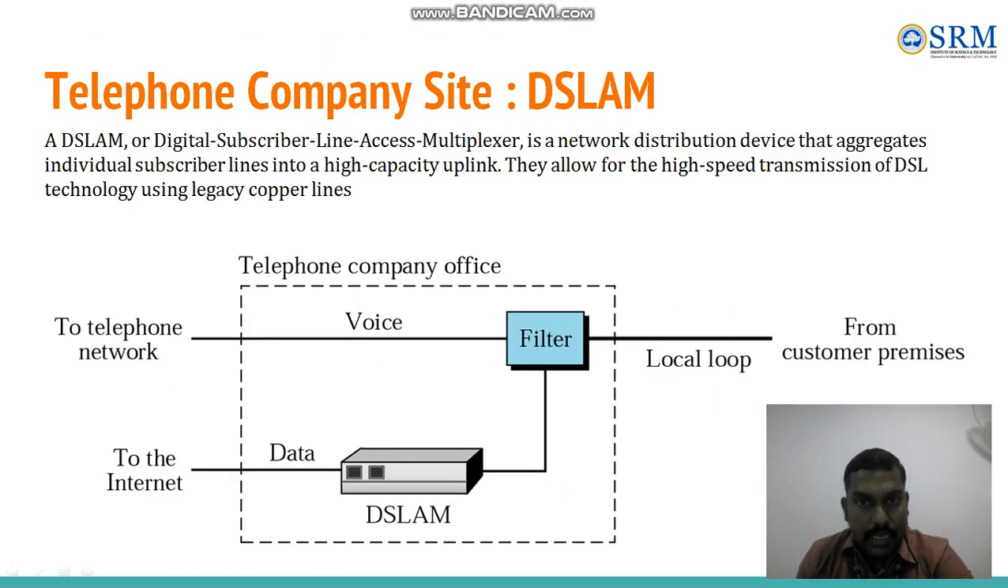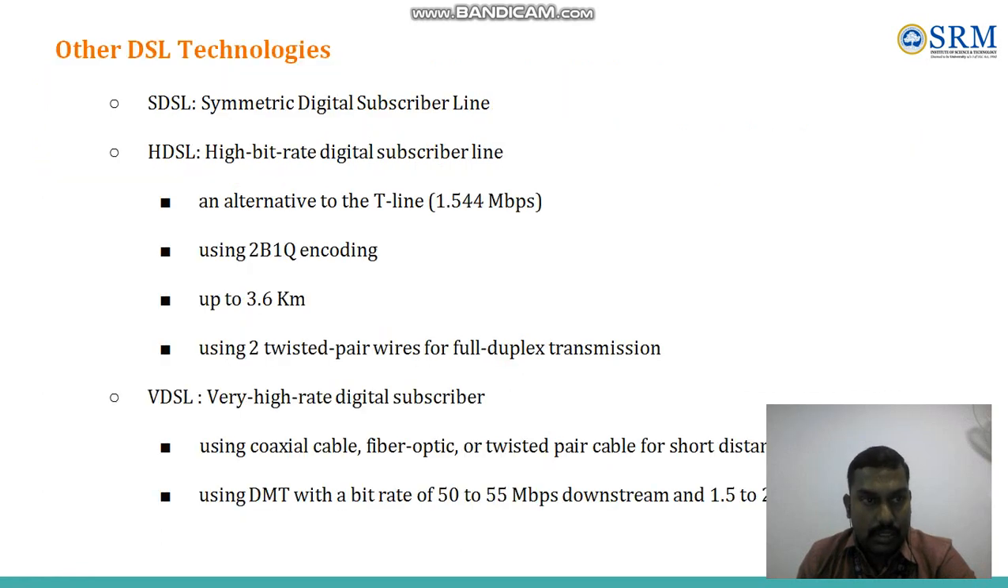And next one is DSLAM. What is DSLAM? Digital Subscriber Line Access Multiplexer is a network distribution device that aggregates individual subscriber lines into a high capacity uplink. It allows high-speed transmission of DSL technology using a legacy copper line. So it is high speed compared to ADSL. The telephone company has the DSL modem, which converts analog signal to digital signal, because the system can work only with digital signal, so we need the modem for conversion.